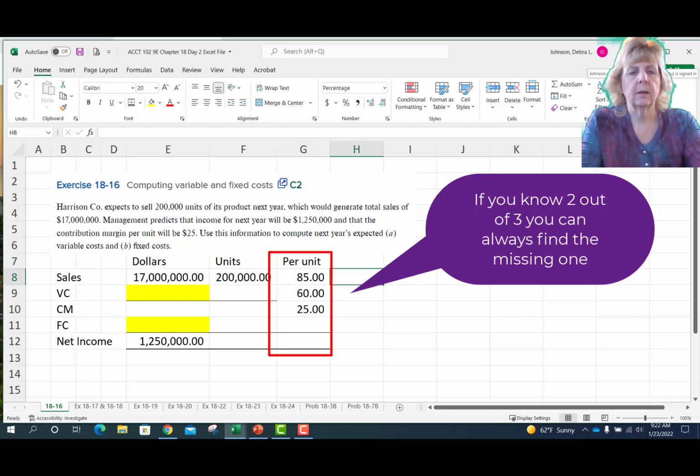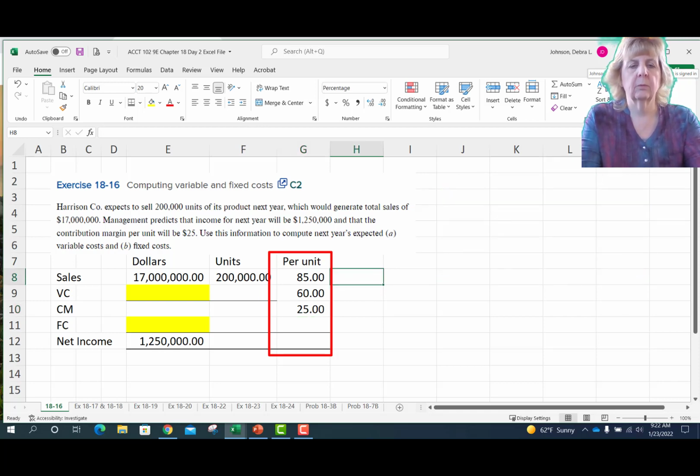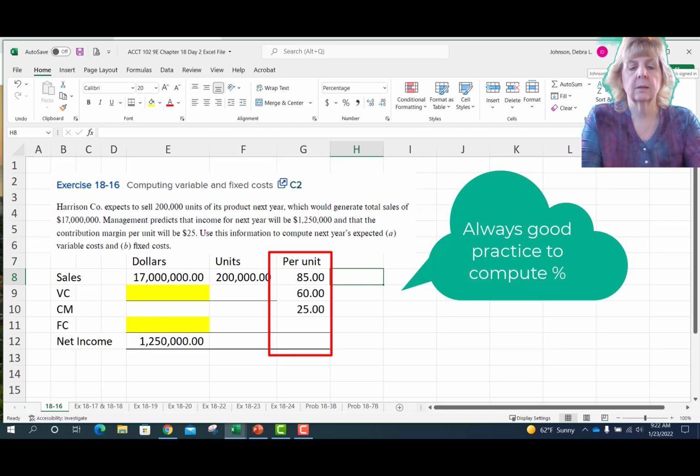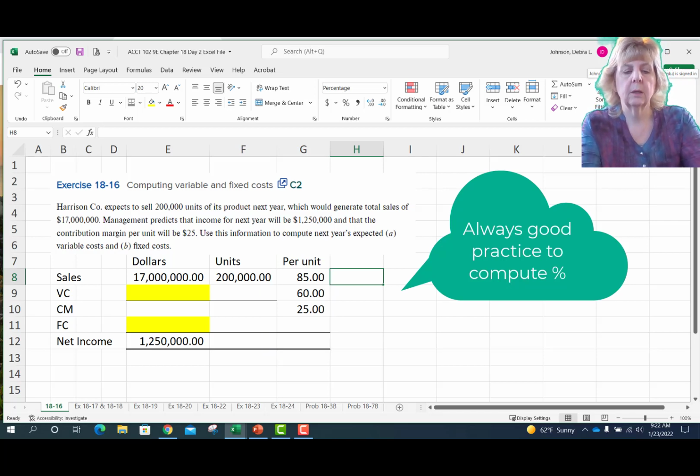The other thing that may be helpful, and I'm not sure if we'll need it or not, but it's good practice, is to compute the per unit percentage for sales, variable costs, and the contribution margin.